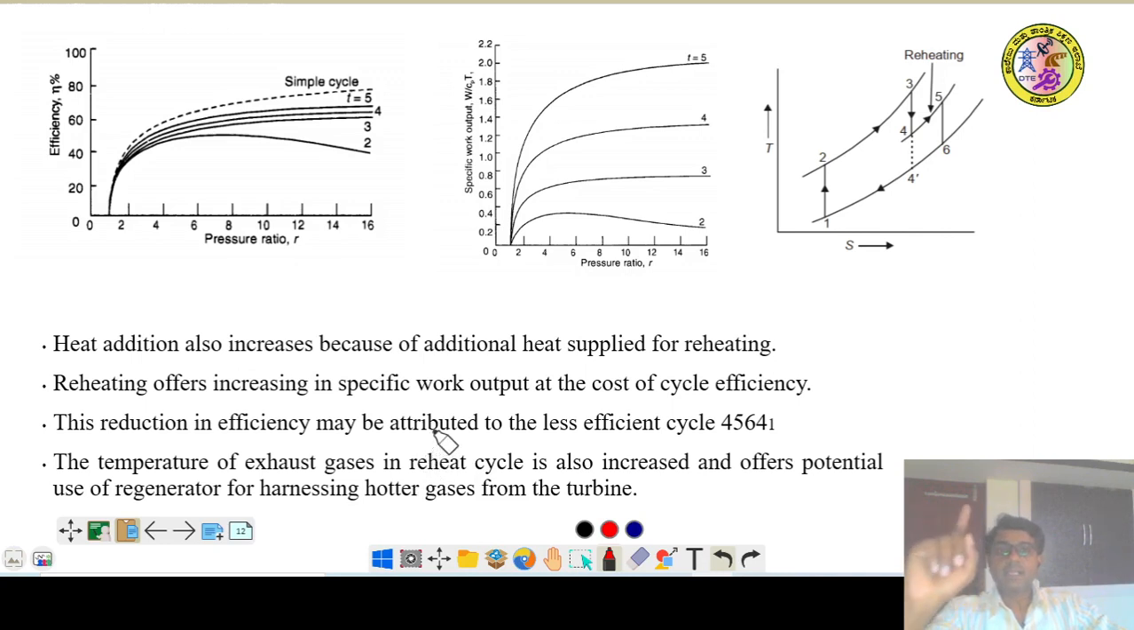In between the high pressure turbine and the low pressure turbine, I am going to add heat. If I add the heat, what will happen? The cycle efficiency decreases. In the regenerative process, we were reducing the heat addition by extracting the exhaust gas heat and supplying it to the compressed air. But here, in between the high pressure turbine and the low pressure turbine there is one more combustion chamber where we are going to add one more heat for increasing the temperature.